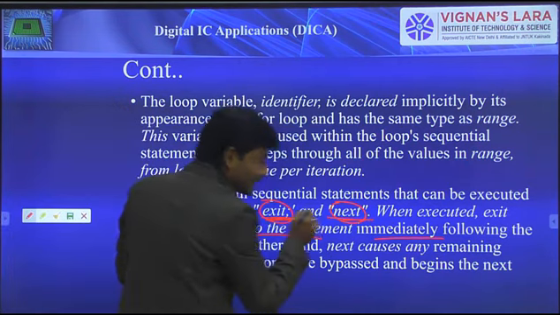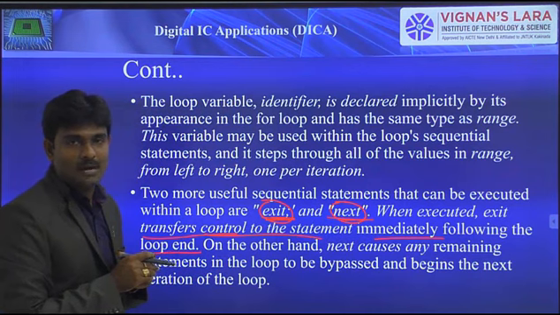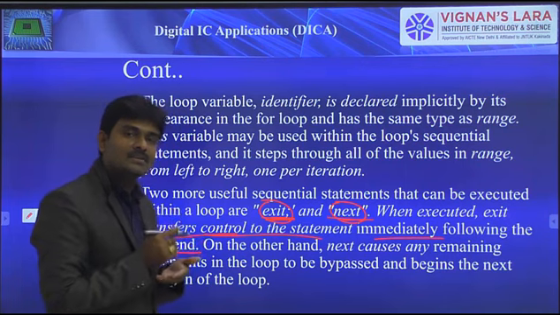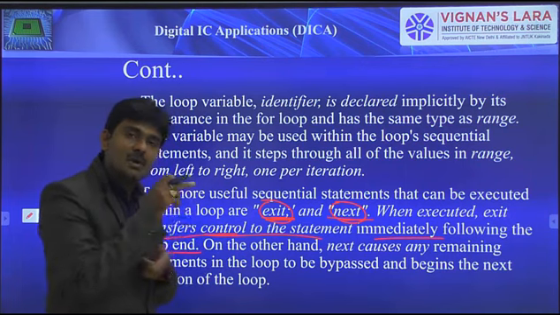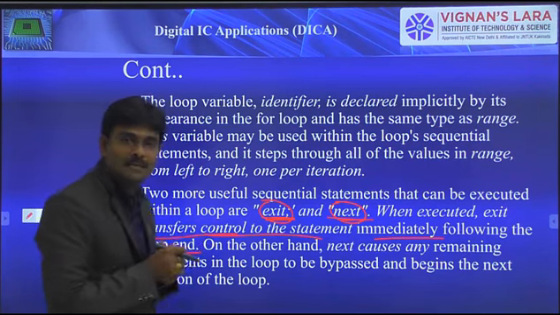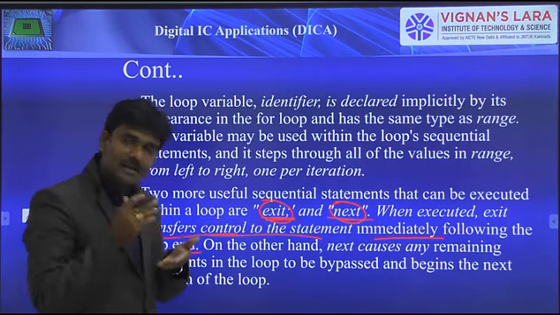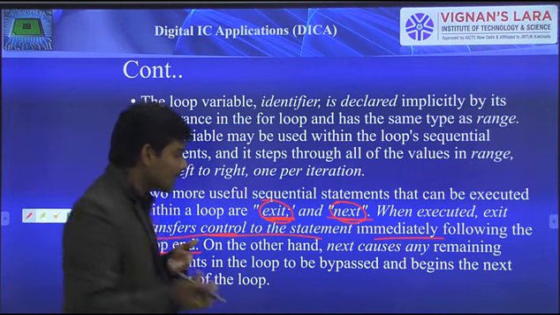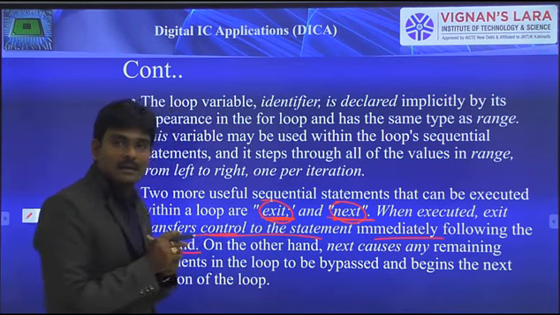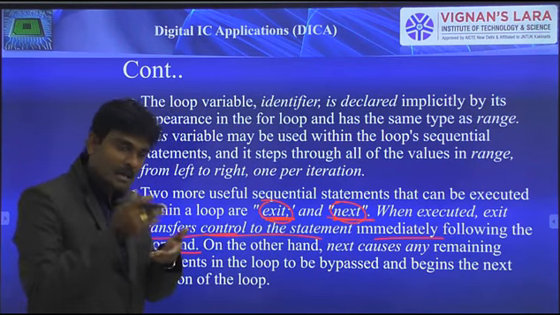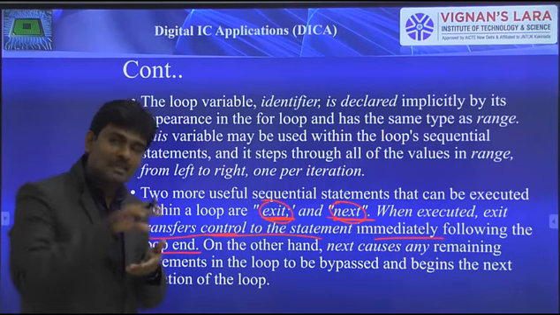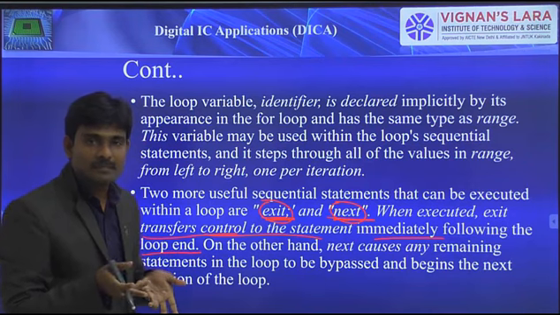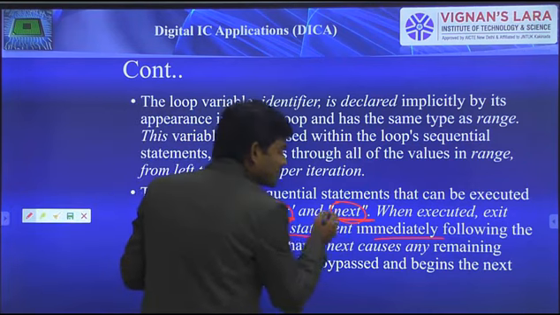Then coming to next, it bypasses whatever statements still need to be executed in that particular iteration and starts the next iteration. Let us take the same previous case. B equals 2, that iteration is going on, and it consists of 10 statements. After executing 5 statements, if it faces the next statement, it skips the remaining 5 statements within that iteration and control goes to the next iteration where B equals 3. So that is what next performs.